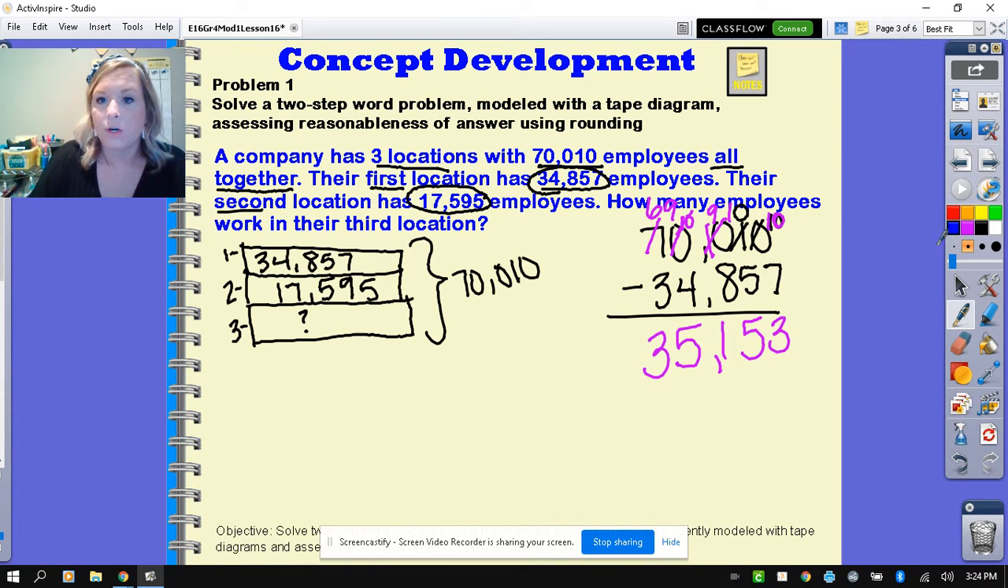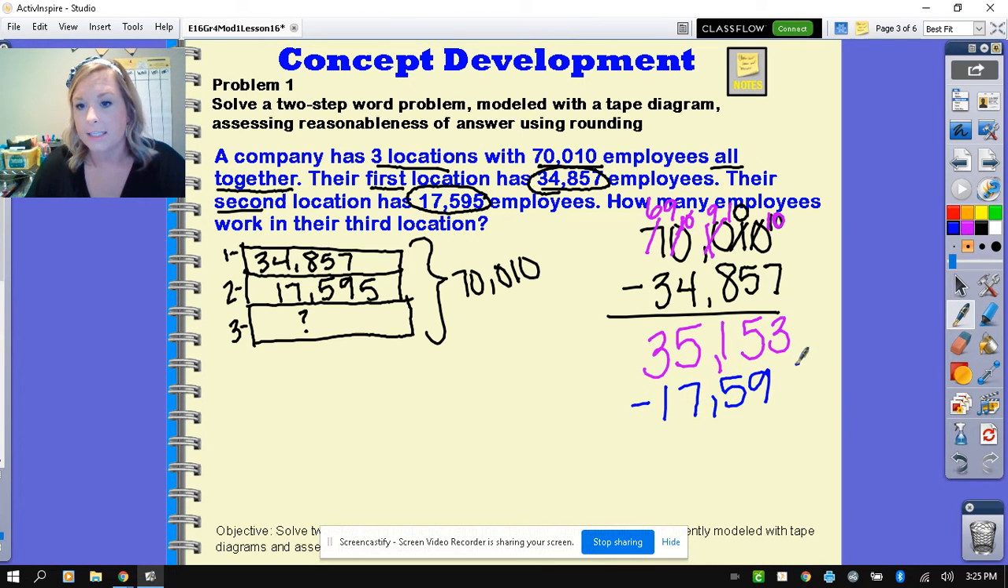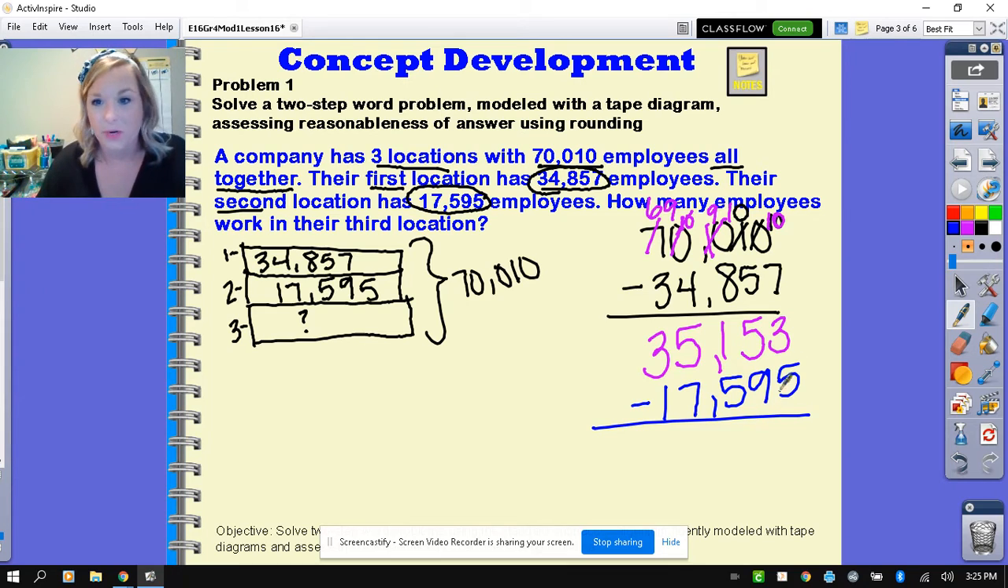What we're solving for is how much is in this third location. So we still need to take away the second location from our total. So we need to subtract 17,595, and this will give us our third location because we had our total, we took away building 1, and now we're taking away building 2. That way we can find out what's left for building 3. We're going to continue this process.